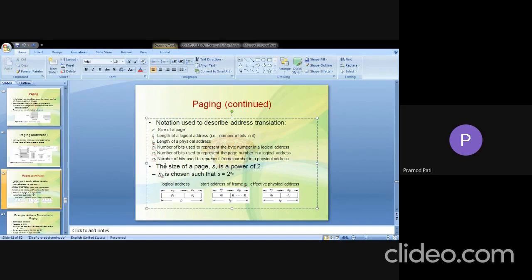The size of the page S is a power of 2, as I told, so it is calculated using a power of 2. S is equal to 2 raised to NB, where NB is the number of bits used to represent the byte number in a logical address. This is the logical address, the start address of a frame, and the effective physical address. So this is how the logical address and physical address are represented, along with the length of the logical address and the length of the physical address. This is how it is going to work.